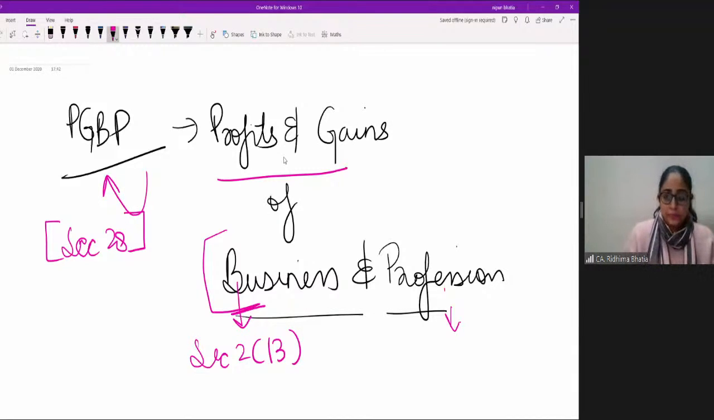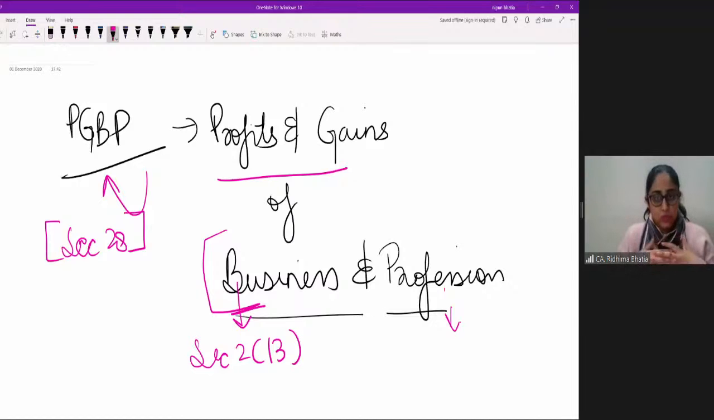Apart from that, one thing you have to take care of, a question or a case study can come: voluntary receipts are also taxed in your PGBP income if they are in relation to your PGBP. What do you mean by this?